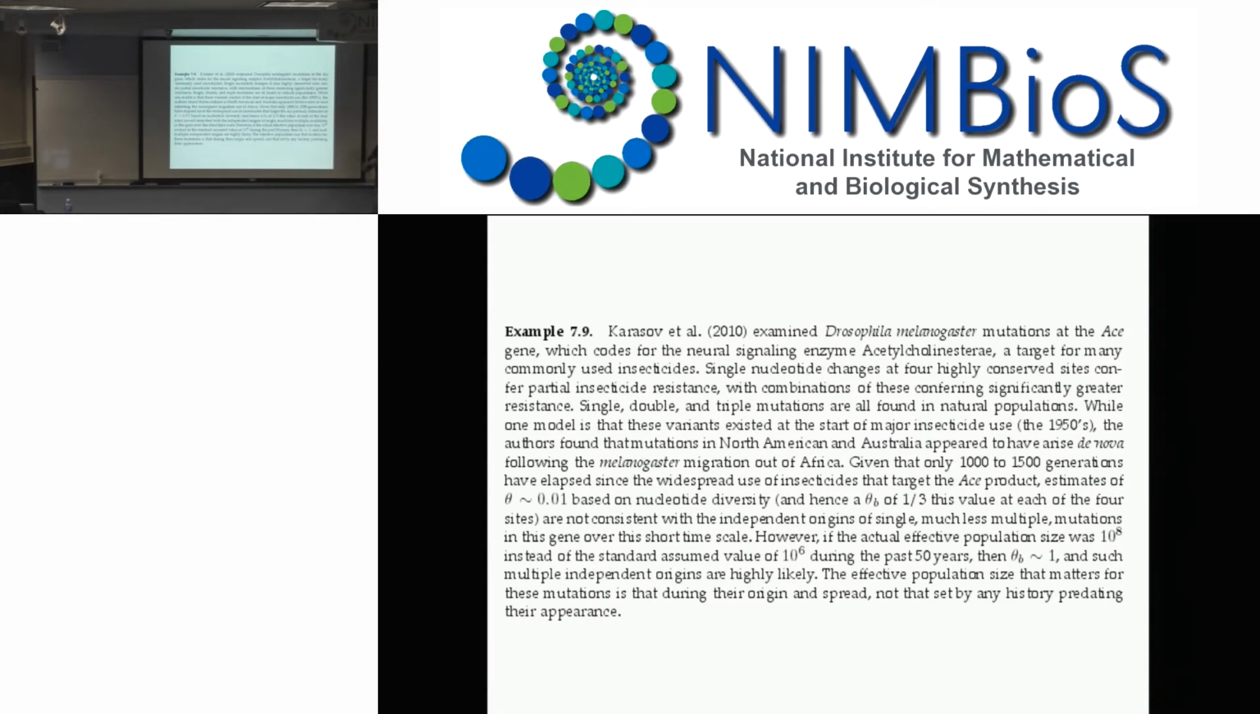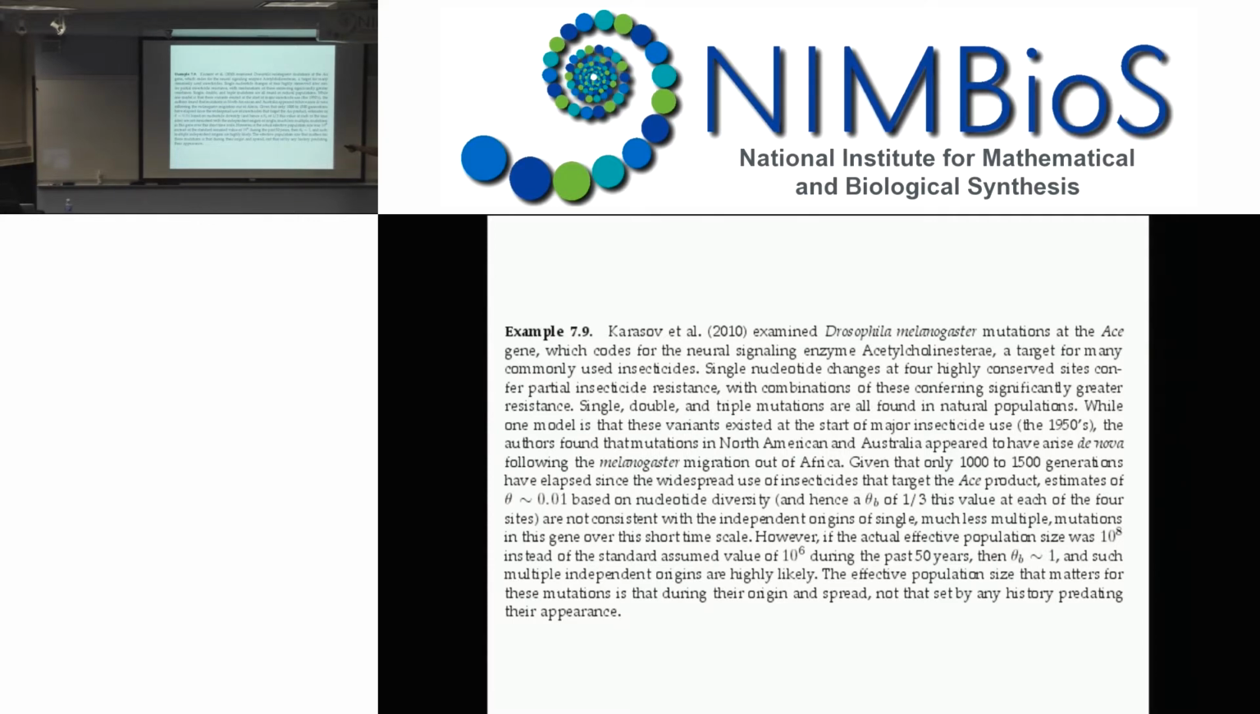An example of this, which gets back to one of the other questions, was data coming out of Stanford about Drosophila melanogaster. The Ace gene, which encodes acetylcholinesterase, is the target for many commonly used insecticides. So an obvious thing to look at is when the insecticides were introduced, and you ask when these mutations arose. Single nucleotide changes at 4 conserved sites convey partial resistance. If you have 2 of these changes, or 3 or 4, you have increasing levels of resistance. The major insecticide use that this targeted started around the 1950s.